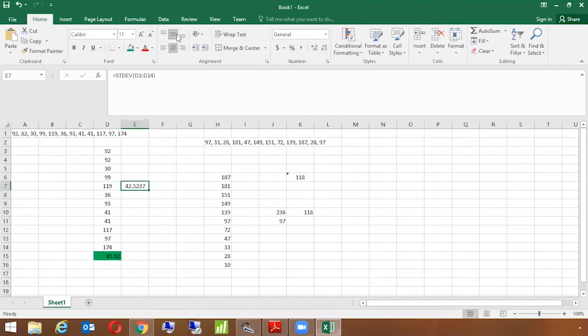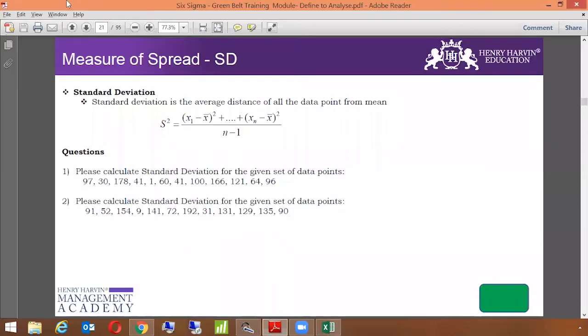The higher the standard deviation is, we would say there's more variation in the process. The lesser the standard deviation is, there is very little variation. So we should always aim for a lower standard deviation. These are certain examples. I would request you to try this and you'll be able to calculate standard deviation on your own. Okay, let's move ahead.